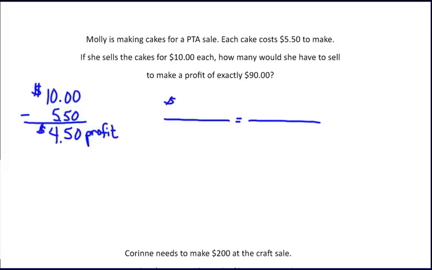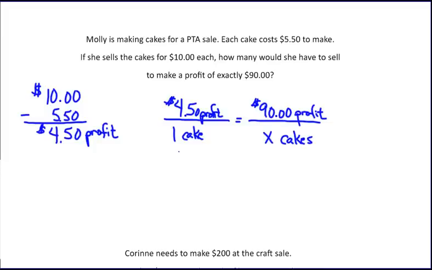We know that she can make $4.50 profit on one cake. She wants to make a total of $90 profit. So how many cakes will that be? To solve the proportion, we will multiply $4.50 times x and set that equal to 1 times 90.